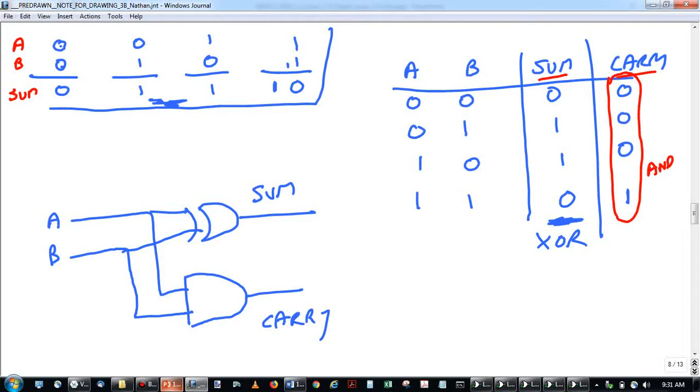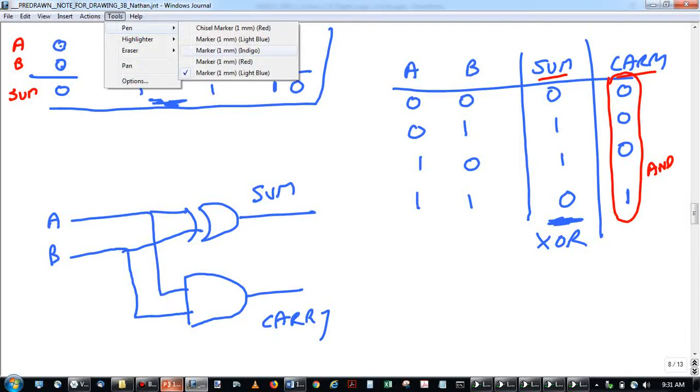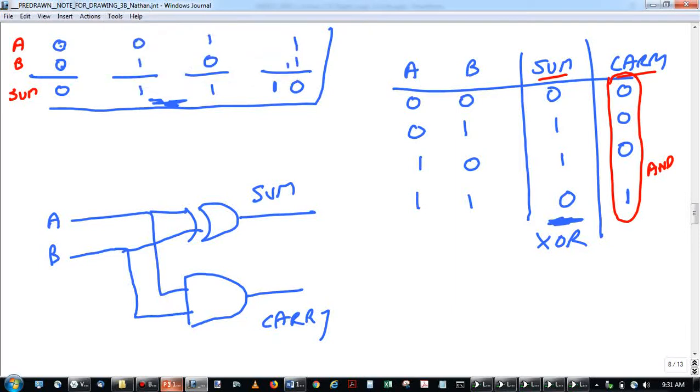The word half suggests something. What is that? It's not a full adder, right? So it does half the job. And the reason it does half the job is because you'll notice with all of these cases, 0 plus 0, I can also have a carry in coming in. So I've got a carry out, that's fine, but there's also a carry in, which gives me some other cases. In particular, this case.